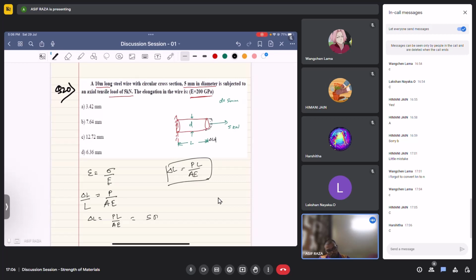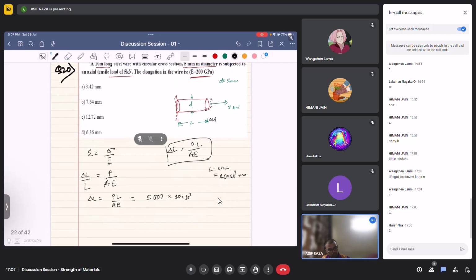I would convert it into Newton, so multiply it with 1000. Length is 10 meter, L is equal to 10 meter. I would write everything in mm, so 10 into 10 to the power 3 mm. So you see, everything I'm using is Newton or mm.